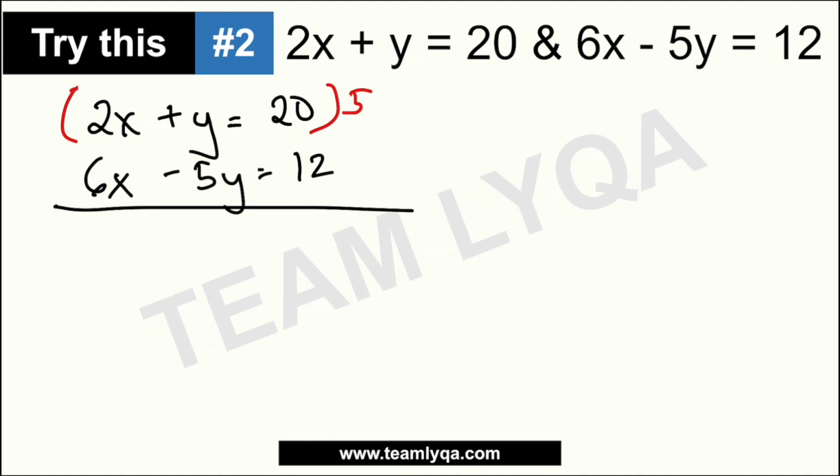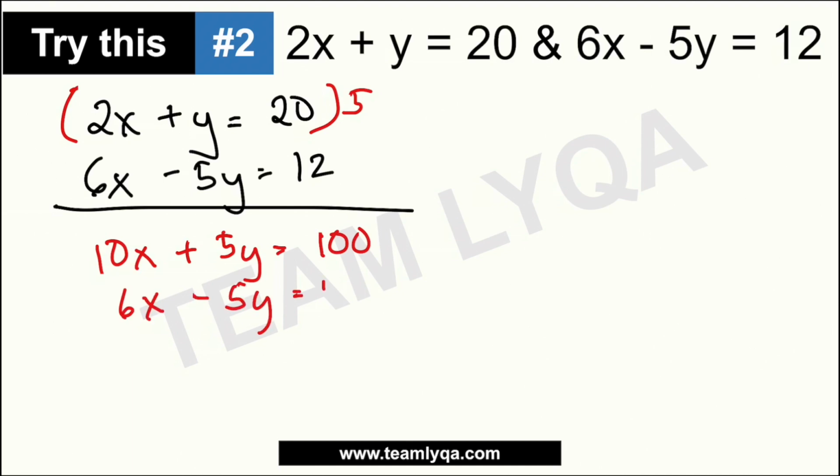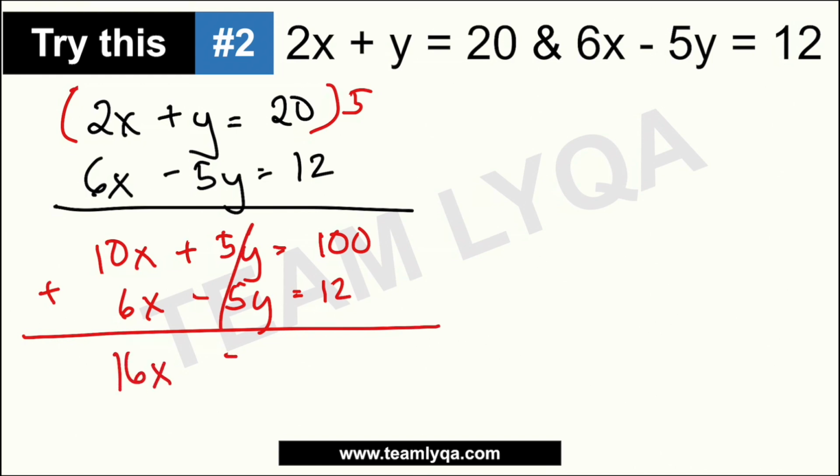So, isosolve lang natin ito. Ang mangyayari dito, instead of 2x na siya, magiging 10x na siya. This will be plus or positive 5y equals 100. Kasi 20 times 5 is 100. Tapos, yung isa, wala namang magbabago. Kokopyahin lang natin. 5y is equal to 12. Pag in-add natin ito, okay, magiging 16x, makakancel ito, is equal to 112.